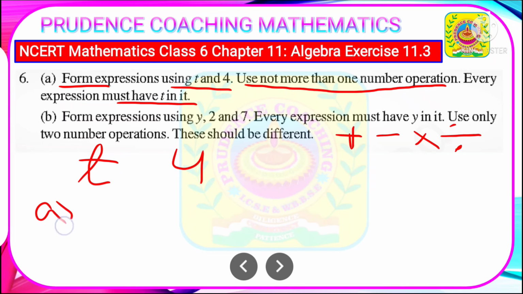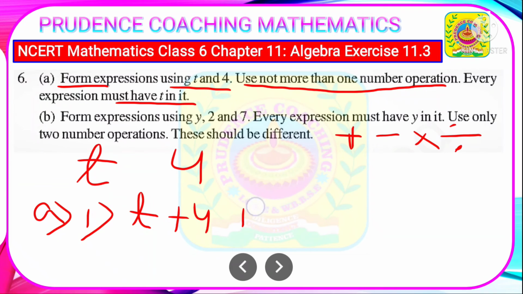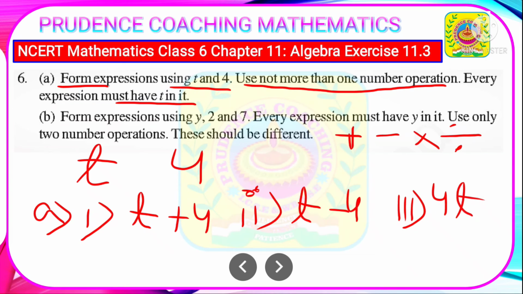So let us write the expressions. So number 1, you can write it as t plus 4. Next one you can write like this, that is t minus 4. Next one you can write like this, that is t into 4. t into 4 can be written as 4t. Next one, number 4, can be written as t divided by 4.